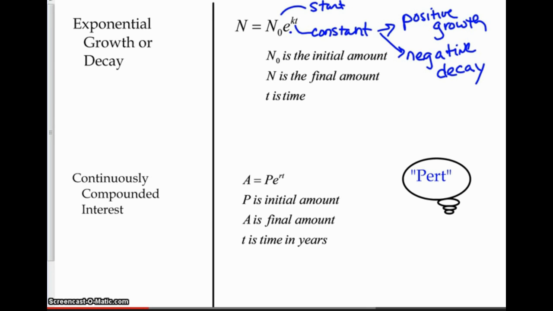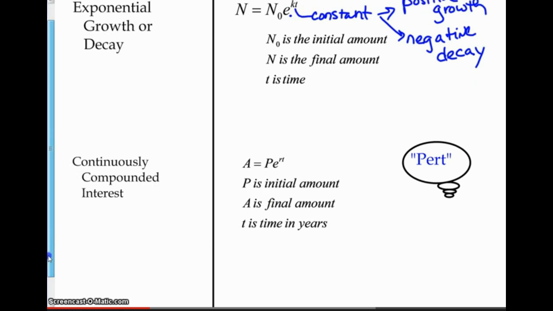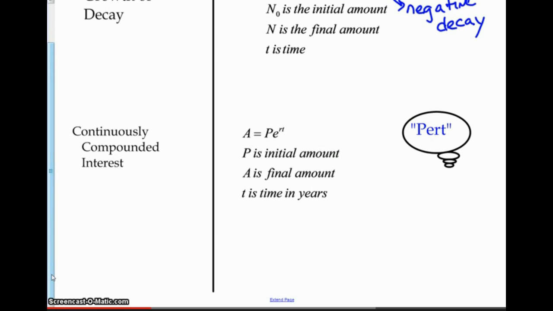Now a second formula that we're going to be using is for continuously compounding interest. It's often called PERT, and hopefully you can see where the P, E, R, and T come from. Here we have our start, and since we're talking about money, it's always starting money. e is just the number e, that 2.71.